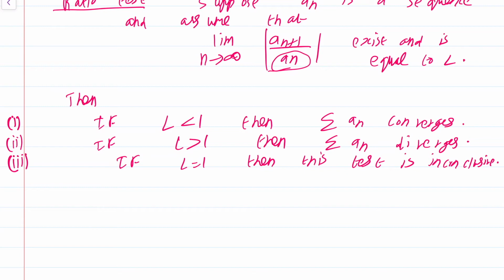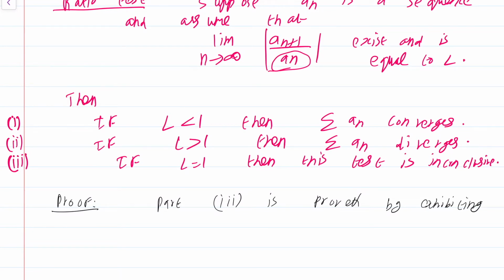Let's deal with part 3 first. Well, part 3 is proved by exhibiting examples, right? That's the only way you can prove part 3. That means you have to exhibit examples such that in one case the limit is 1 but the series converges, in the other case limit is 1 but the series diverges. By exhibiting examples, take 1 by n and 1 by n squared, and I leave the details to you, which is which.